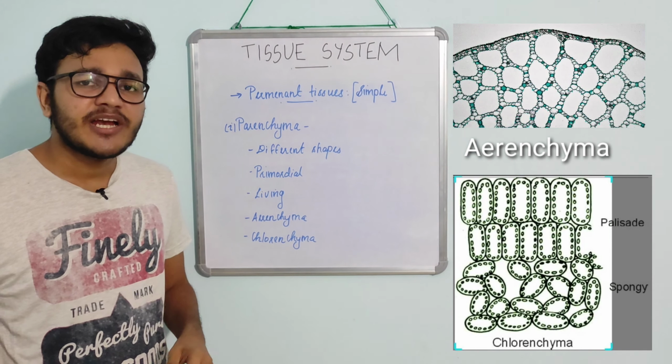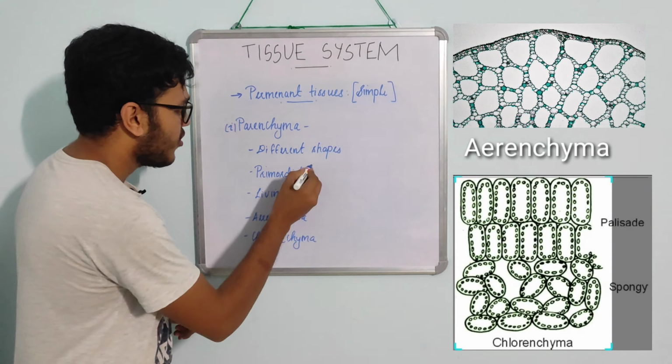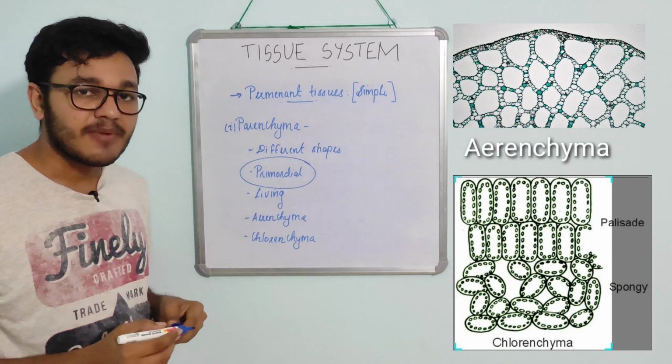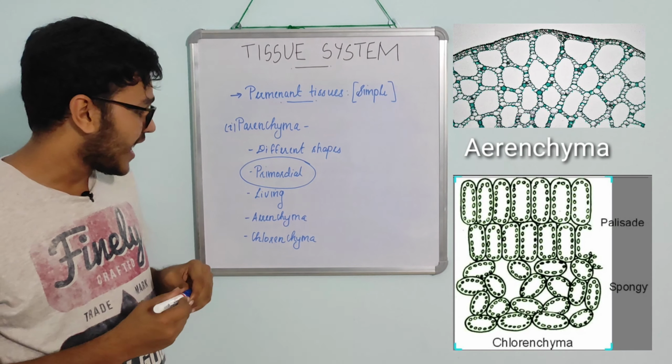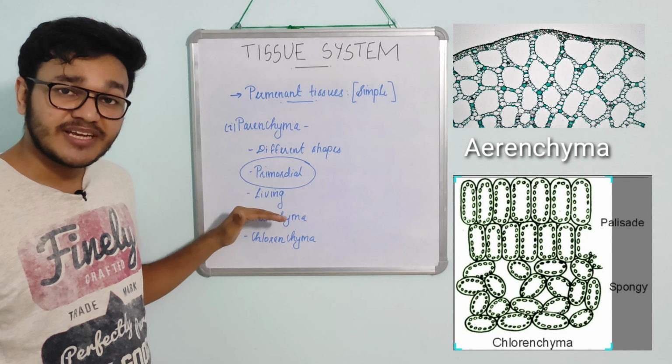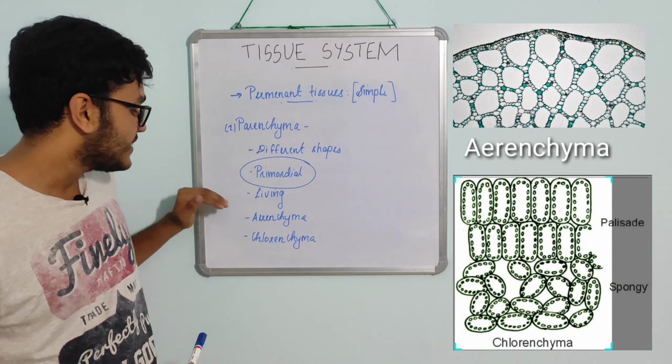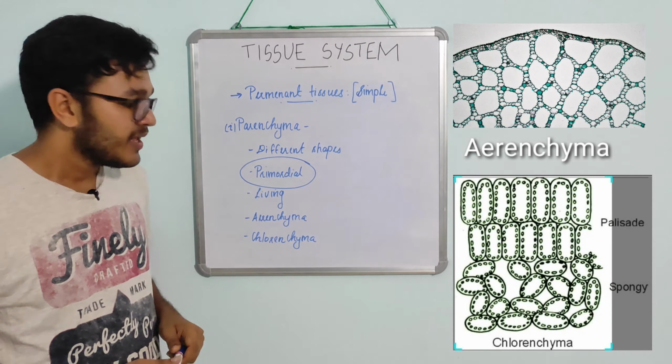The main point related to parenchyma is that it is primordial. The first formed simple permanent tissue is said to be parenchyma. All the other simple permanent tissues are derived from the parenchyma. It is a living tissue, and the two modifications of parenchyma are aerenchyma and chlorenchyma.